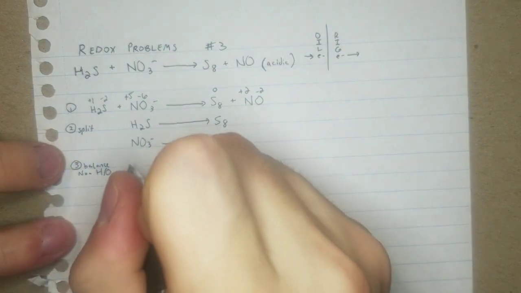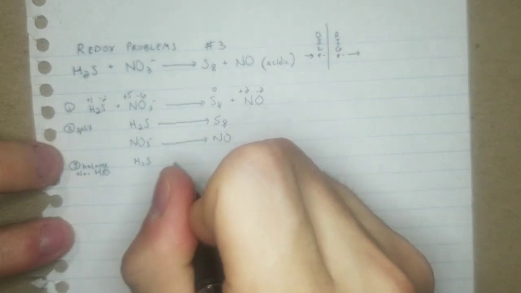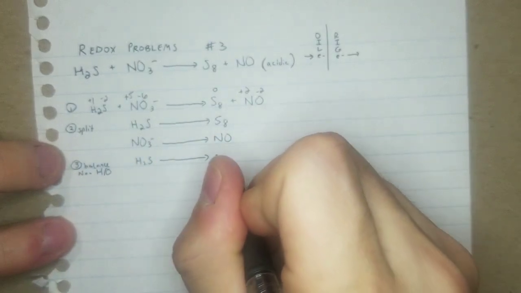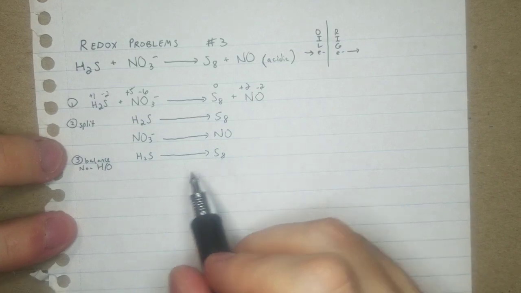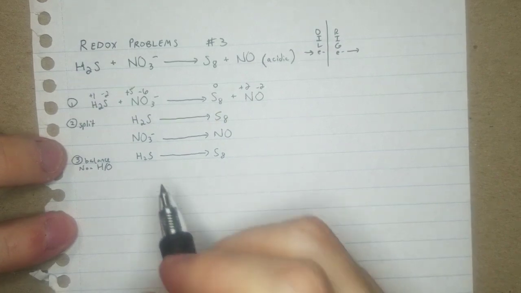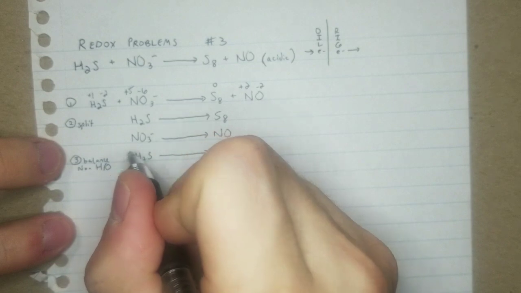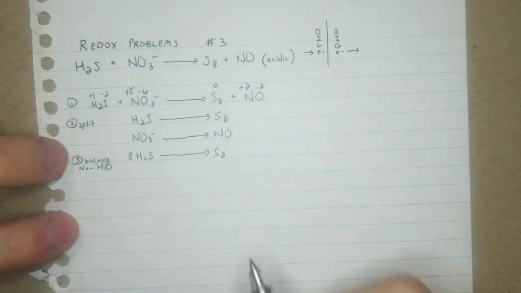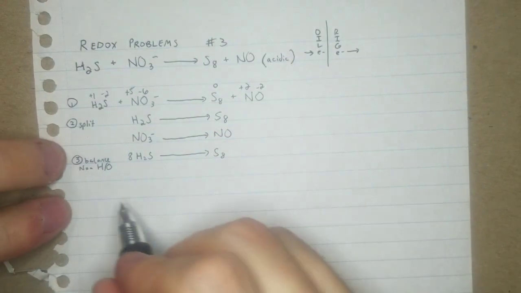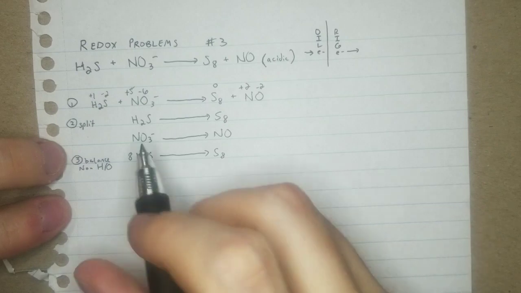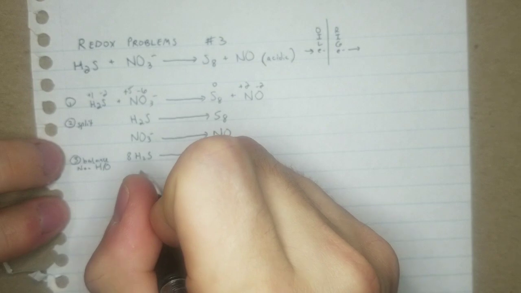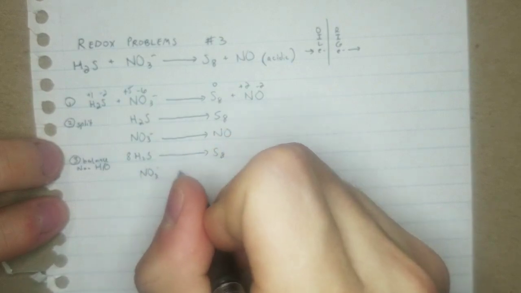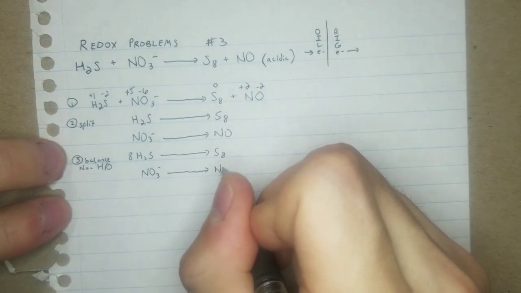So first off, we have this H2S on the top, goes to the S8. That's a big problem. We have 8 sulfur over here and only 1 over here. So we're going to have to multiply that whole thing by 8. End up getting 16 hydrogens. So we'll worry about that later. Now we have NO3 here and NO over here. That's all set for now, until the next step.